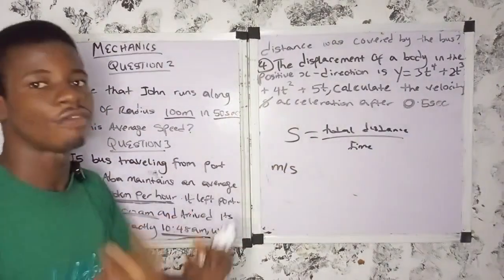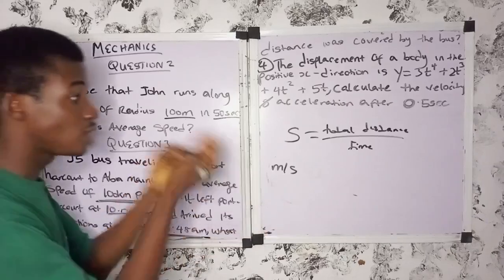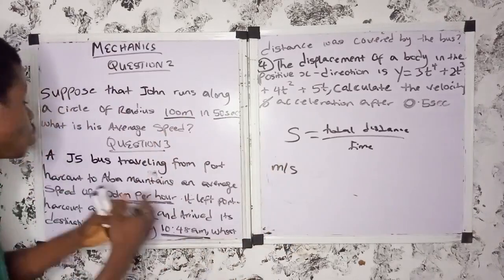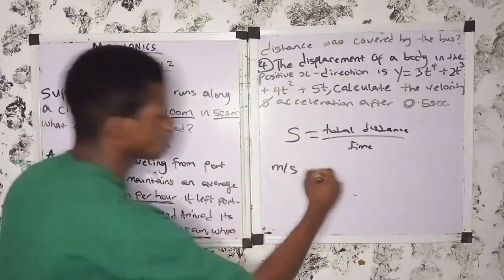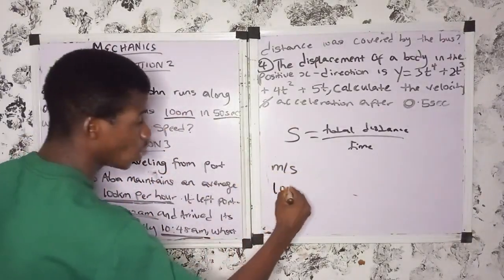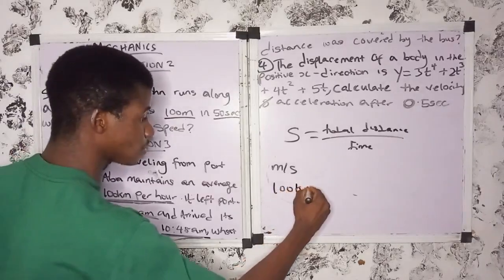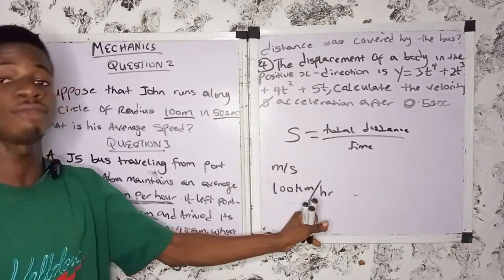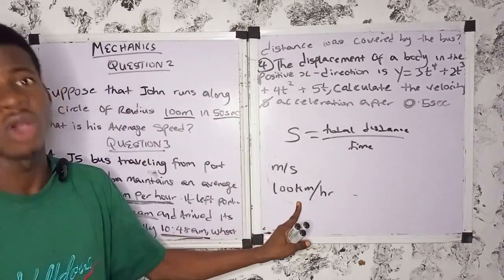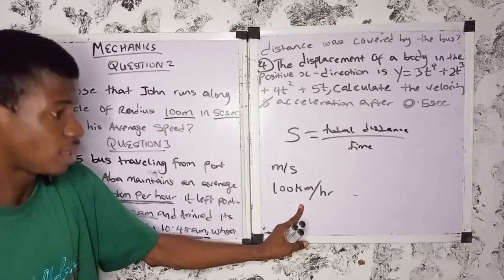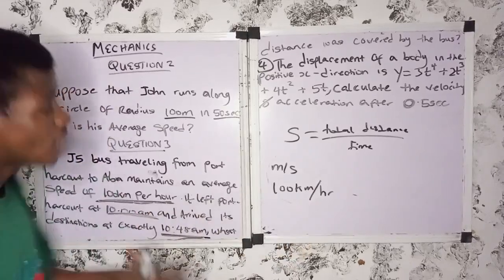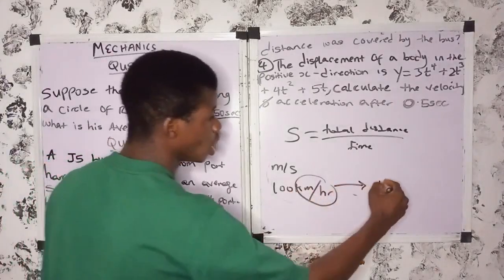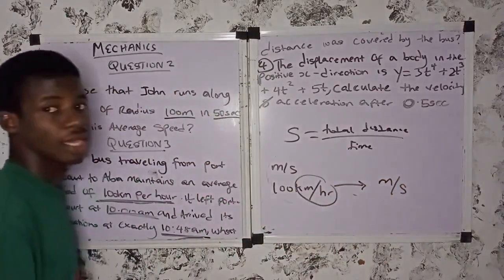Now, this is where conversion factor comes into place. We will need to convert the speed that they give us, which is 100 kilometer per hour. We are not going to use this to solve, because if we do, we will not get our answer. So what are we going to do? We need to convert this kilometer per hour to meter per second, okay?